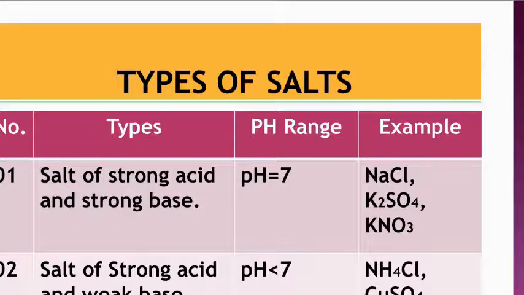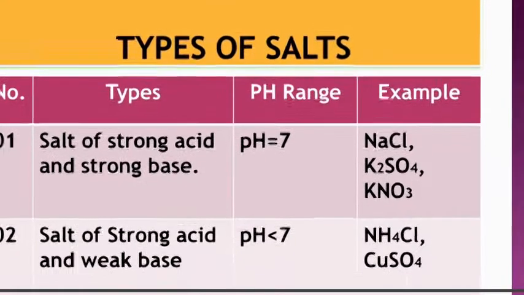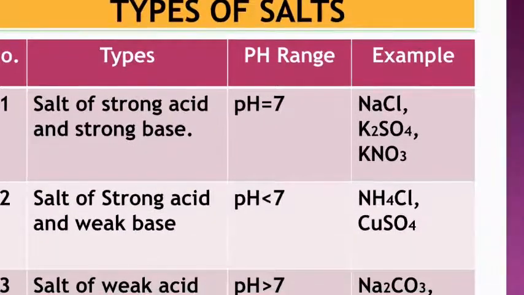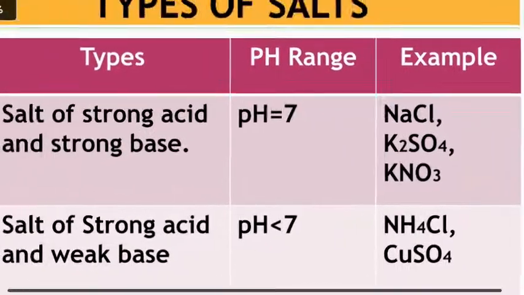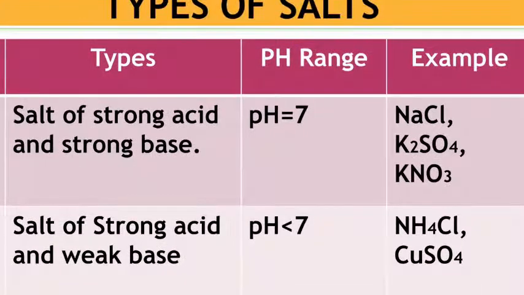Now children, ये जो salts होते हैं basically 3 types के होते हैं on the basis of their formation, कि वो किस तरह के बने हैं, वो कौन से acid and base को मिलाकर बने हुए होते हैं. So my first type is strong acid and strong base. Salt made up of strong acid and strong base. Example, you can see NaCl, potassium sulfate and potassium nitrate.